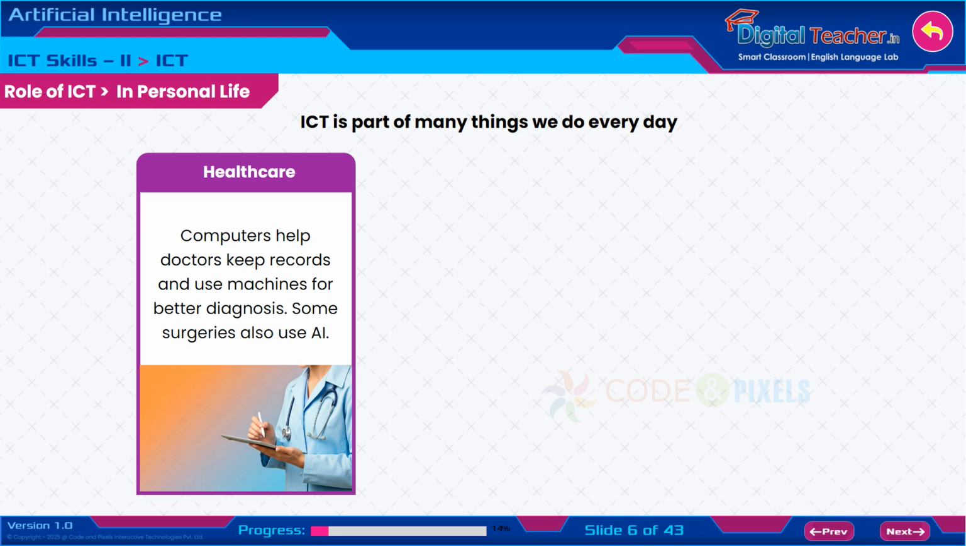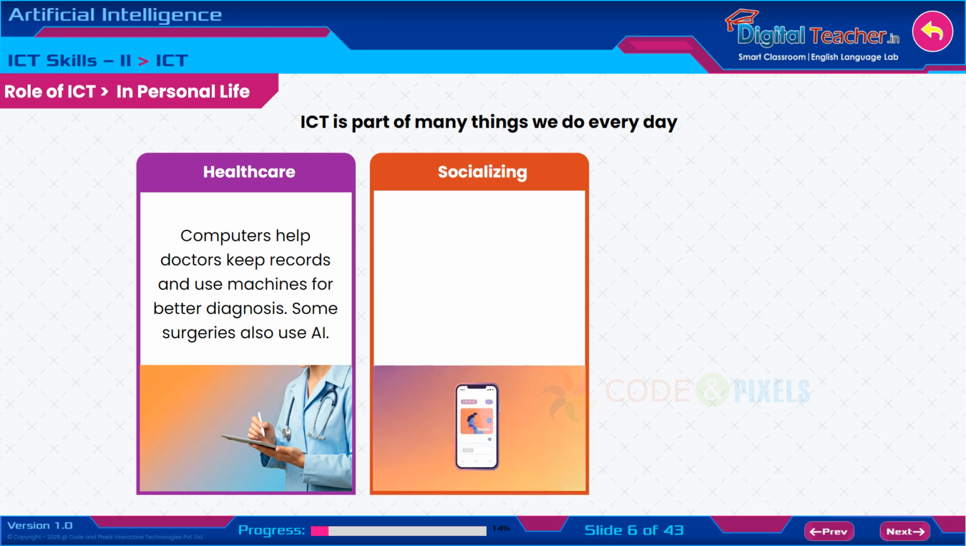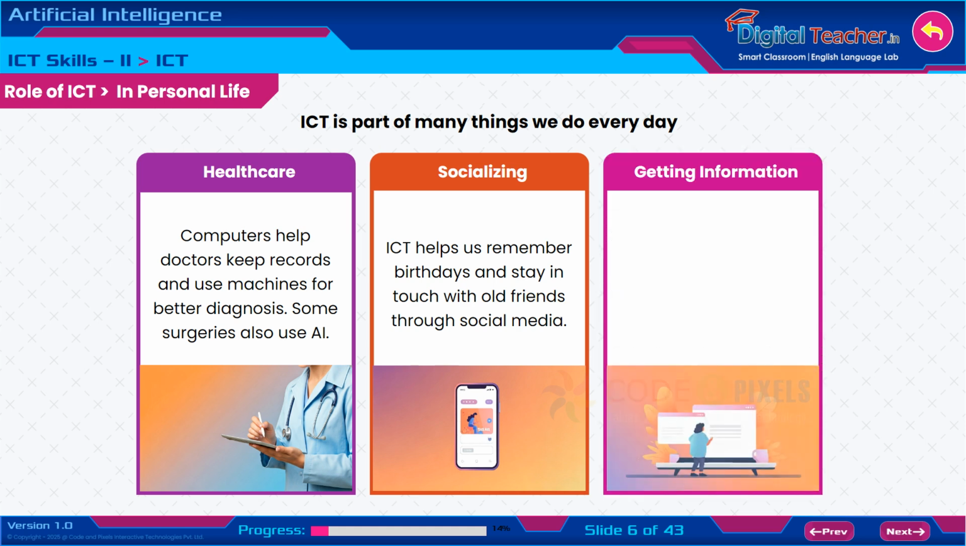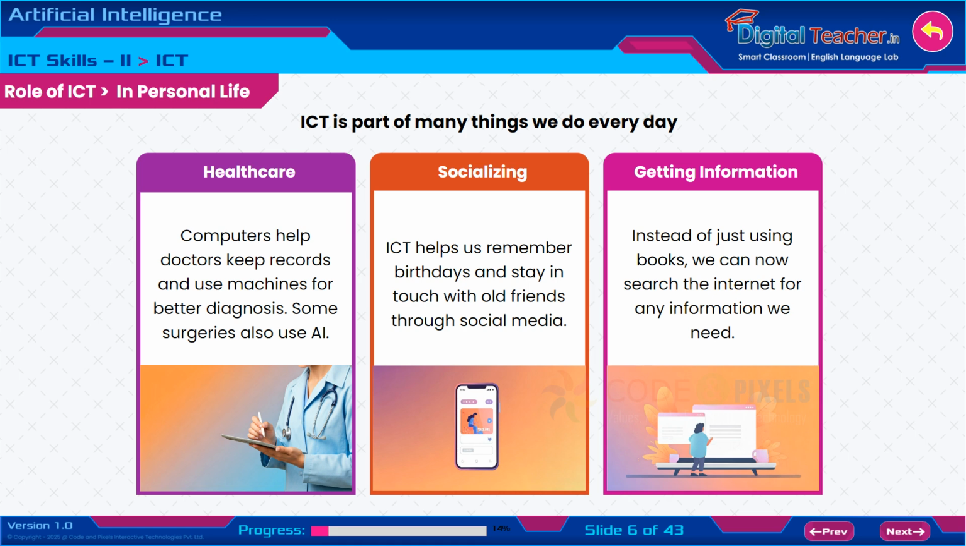Healthcare. Computers help doctors keep records and use machines for better diagnosis. Some surgeries also use AI. Socializing. ICT helps us remember birthdays and stay in touch with old friends through social media. Getting information. Instead of just using books, we can now search the Internet for any information we need.